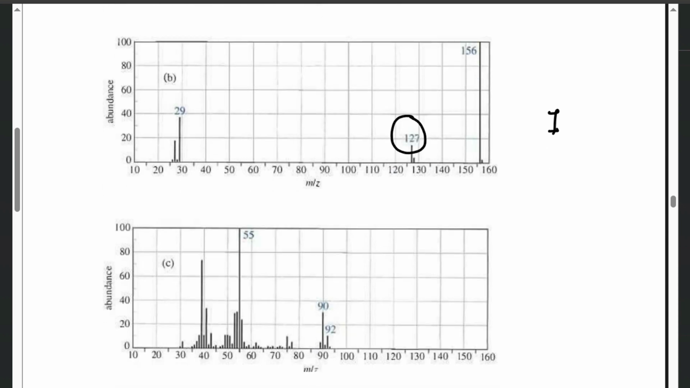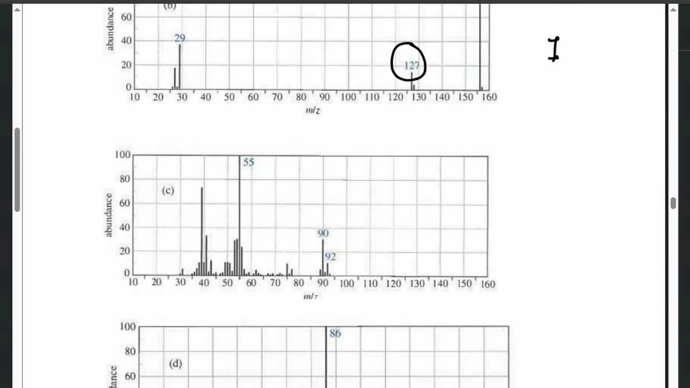So let's look at this also. Looking at this, you need to measure the abundance. This one could be like 30, and this one could be like 10, and there's the M plus and M plus 2. So this is M plus, and this is M plus 2. The ratio is like 3:1, so chlorine is present here, right?